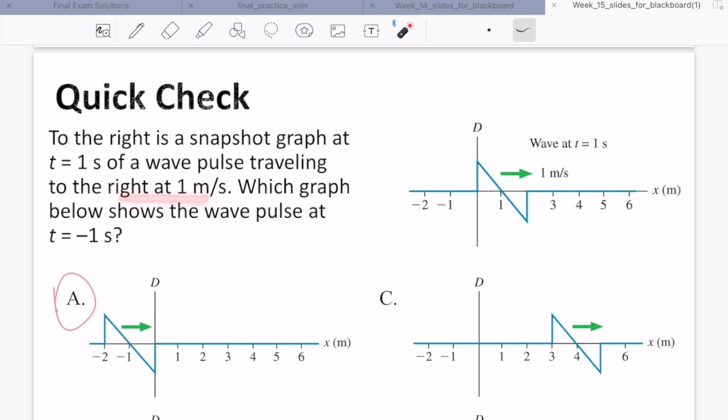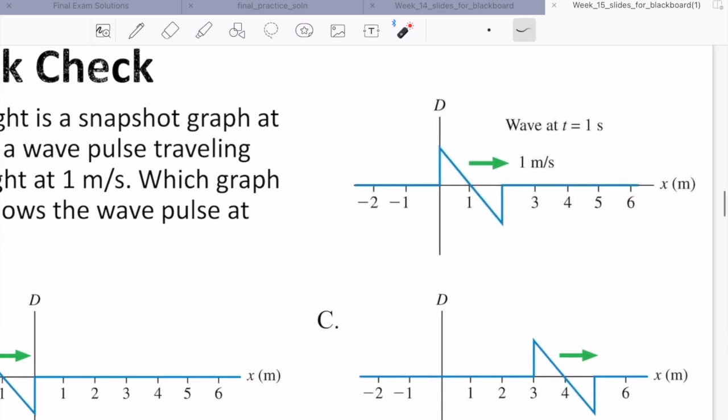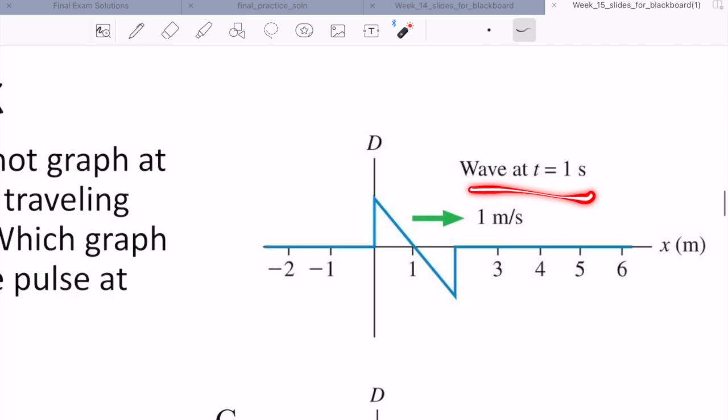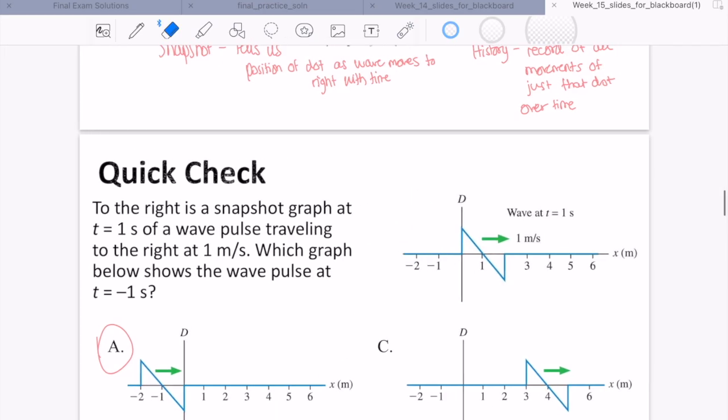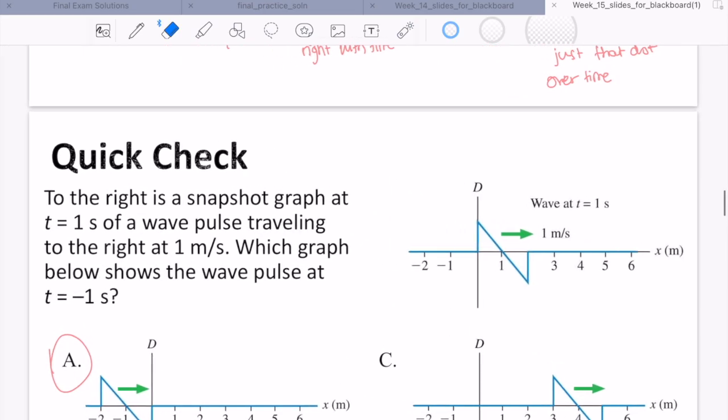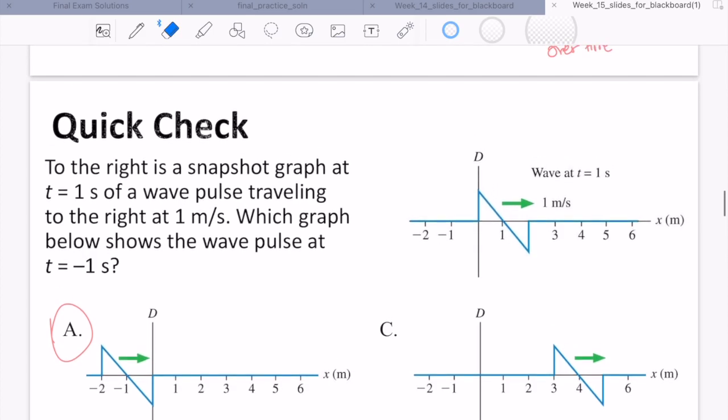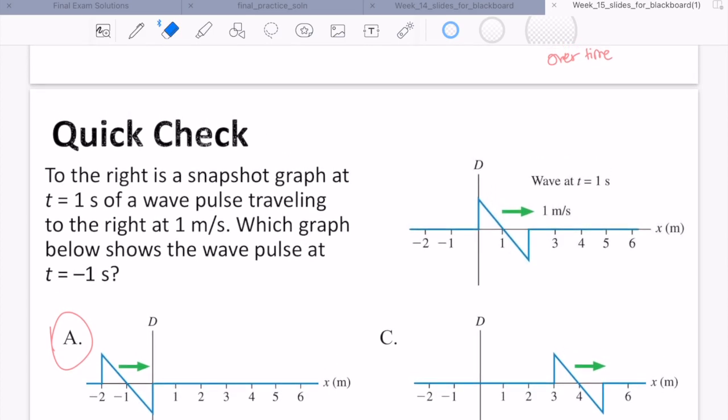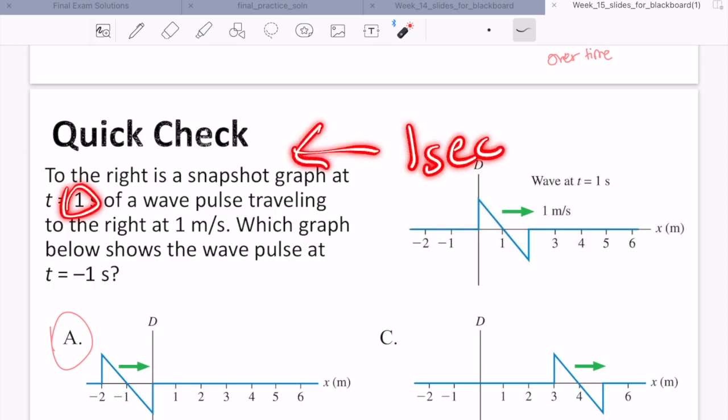pulse moving at a speed of 1 meter per second, if they were asking us which graph shows the wave pulse at t equals -1 seconds, right? Well, all I have to do is look at my wave speed here, 1 meter per second. So at t equals -1 seconds, think about how many seconds away that is. -1 seconds is weird. But if I'm looking at 1 second, and I go backwards to -1 seconds.